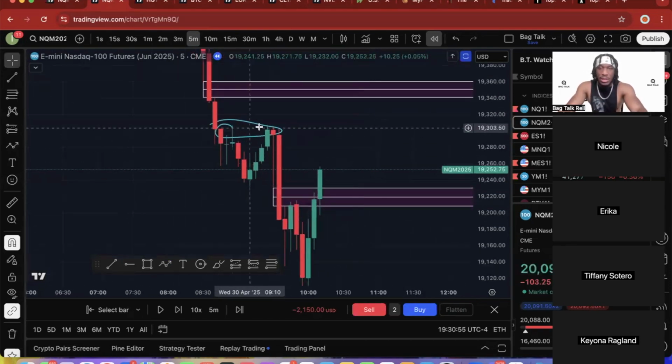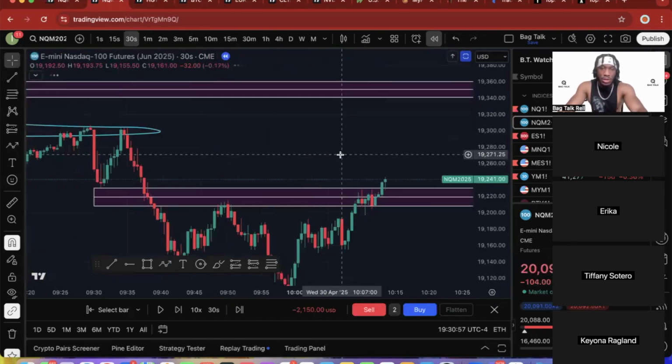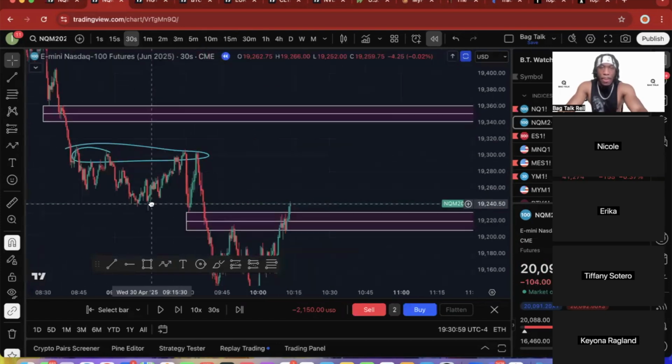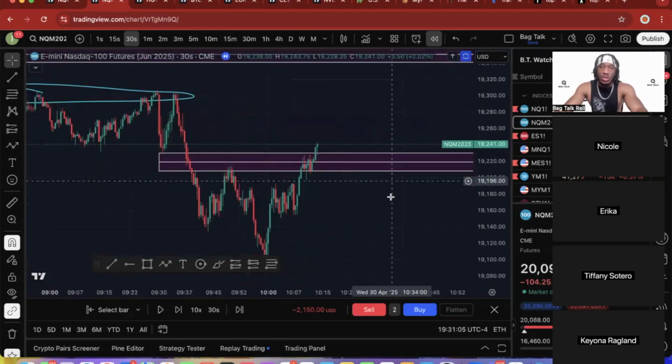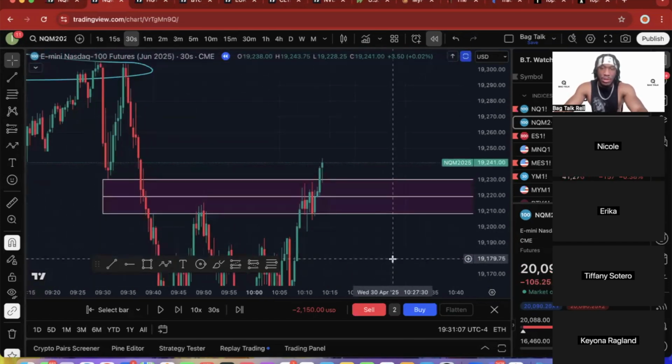Not only the liquidity pool that you see here on the 30-second, not only these equal highs, but this 5-minute, quote unquote, bearish fair value gap is a target. And so all of a sudden you have a beautiful trade setup.